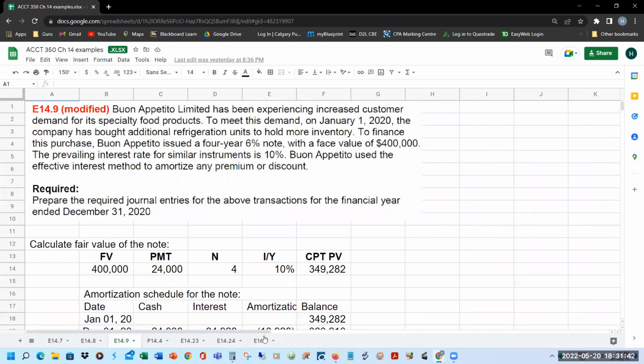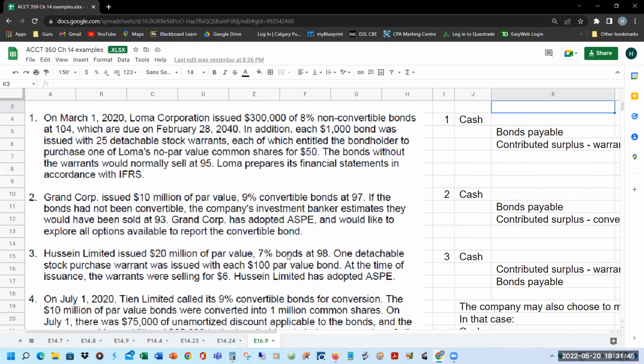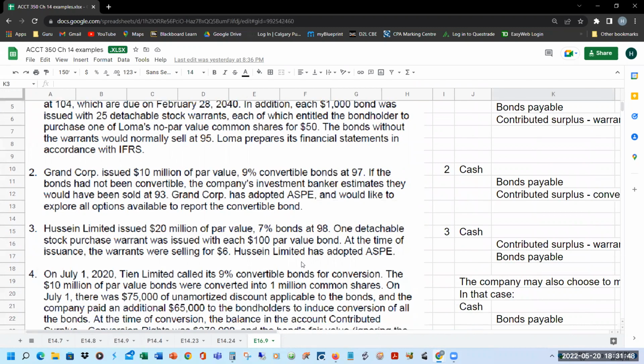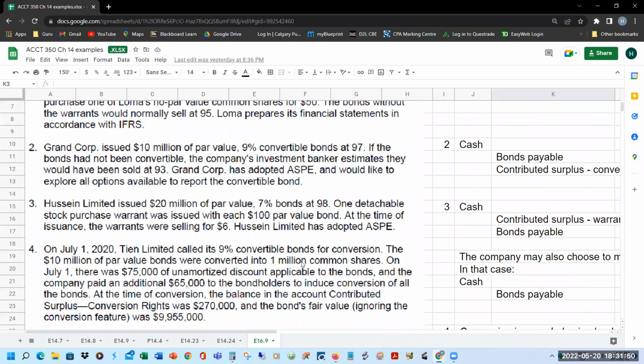All right, number three: Hussein Limited issued $20 million of par value, 7% bonds at 98. So again, the face value is 20 million. The bonds were issued at 98, which means 98%. So 98% of 20 million works out to $19,600,000 in total. One detachable stock purchase warrant was issued with each $100 par value bond. At the time of issuance, the warrants were selling for $6. Hussein Limited has adopted ASPE.